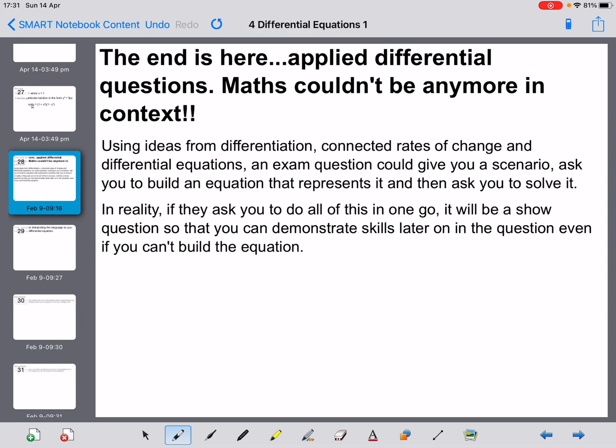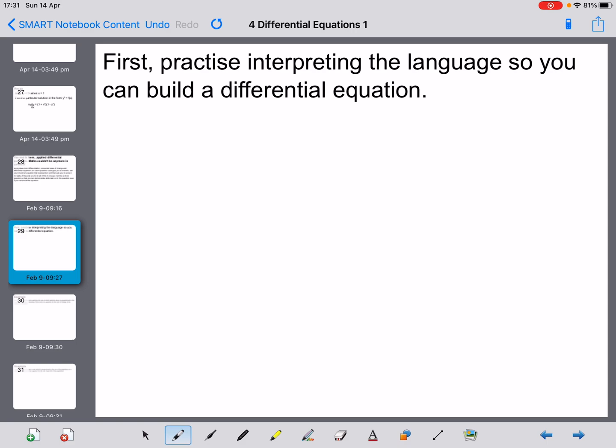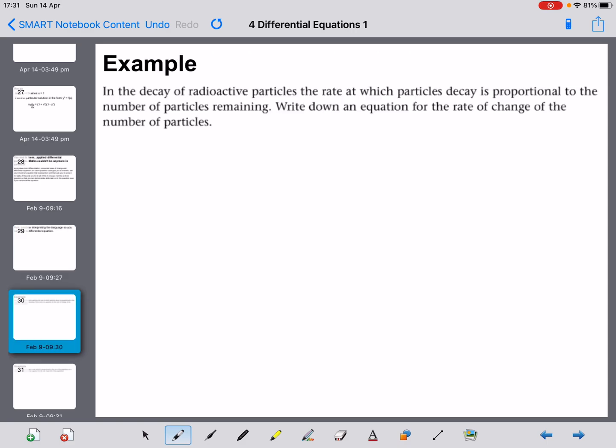Okay, so let's look at a couple of questions. I'm just going to highlight what I would consider to be the key words here. In the decay of radioactive particles, the rate at which the particles decay is proportional to the number of particles remaining. Write down an equation for the rate of change of the number of particles.